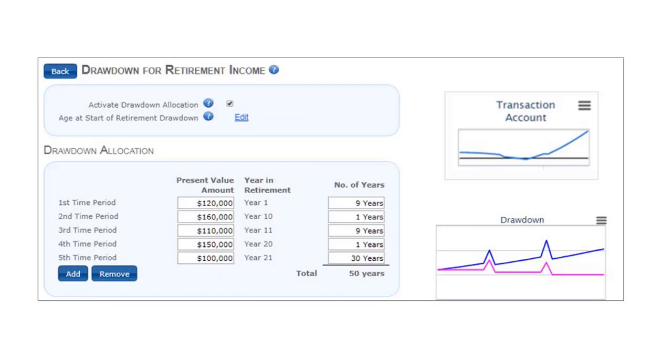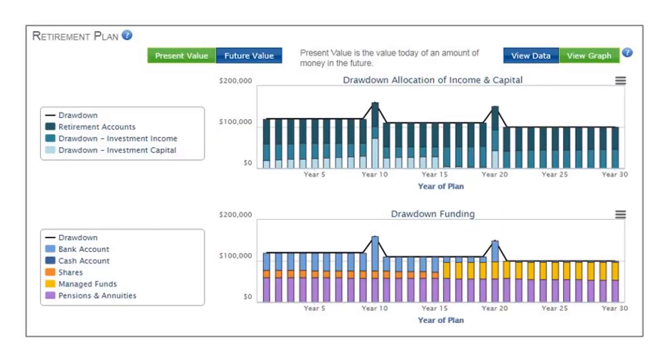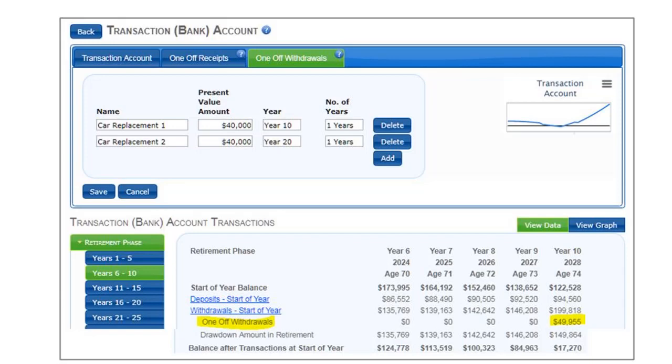You may recall that the user wanted an additional $40,000 to be withdrawn from the superannuation account, but no allocation has been made in the retirement income. Now you could change the table of drawdown allocation to include the additional $40,000. There is also another option. You can keep the original drawdown of the 3 time periods and deduct the $40,000 in years 10 and 20 in the transaction account. Any funds not drawn down in this plan will remain in the transaction account.